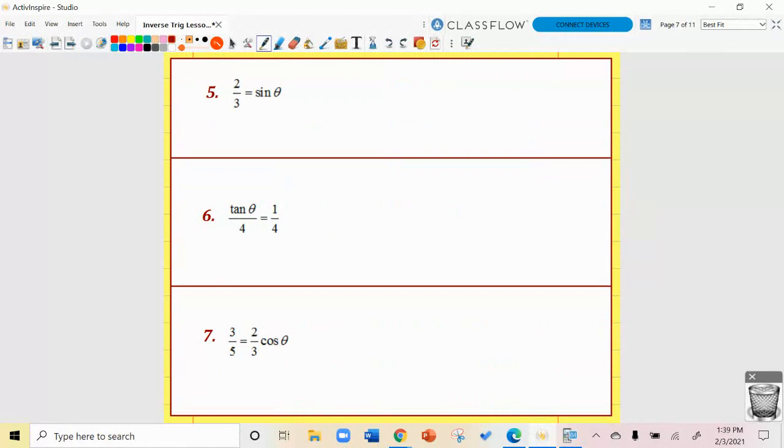And then go ahead and try these last 3. I believe these are my last 3. Yes, they are. So hopefully you've tried these. These are all coming straight from a calculator.